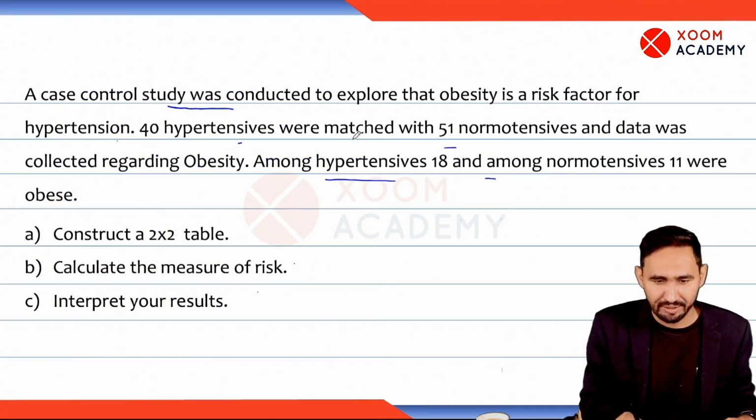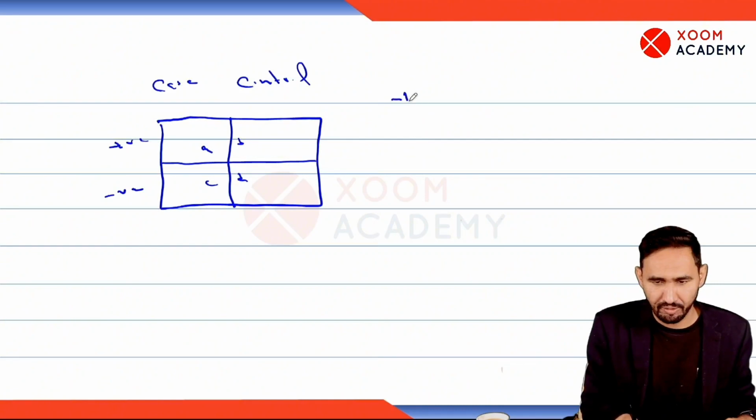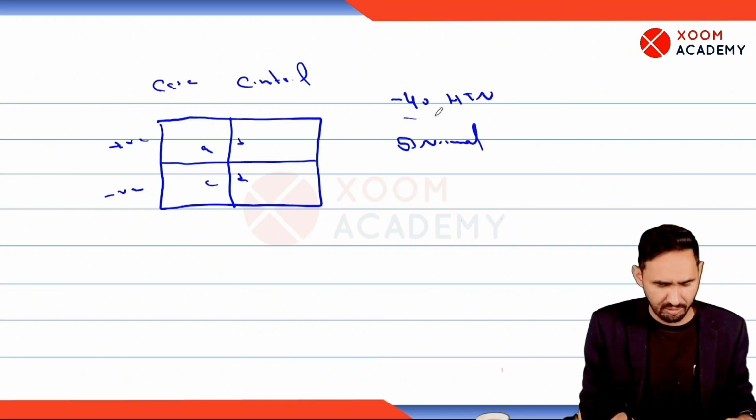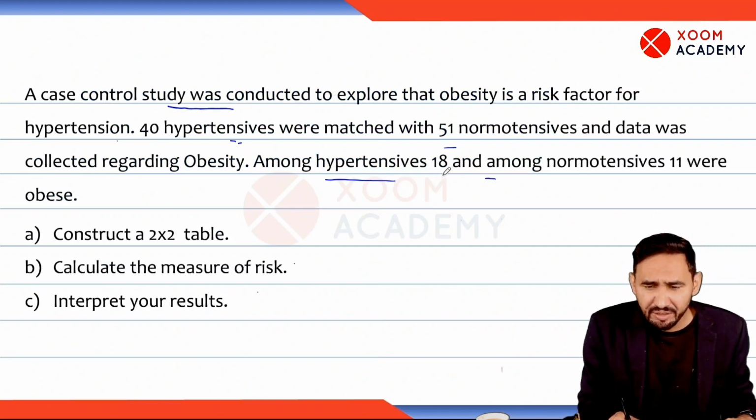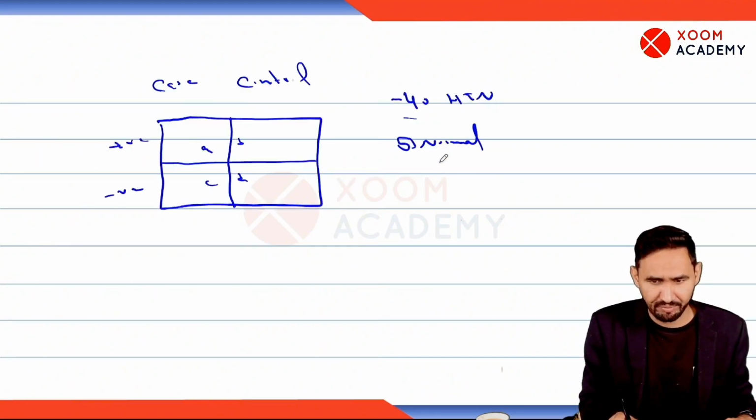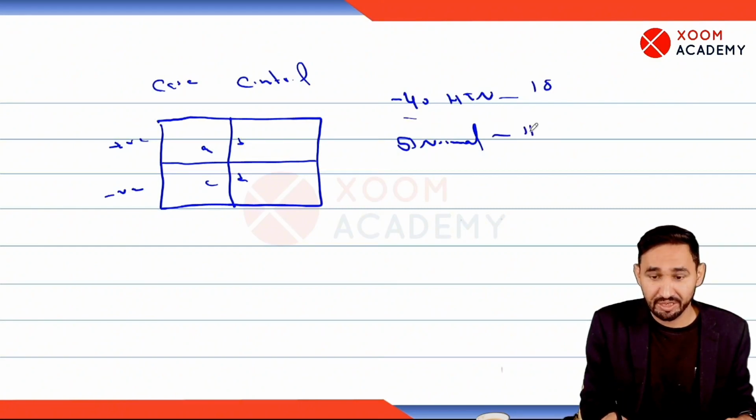So this study said that there were 40 hypertensive and 51 normotensive, or we can say that these are normal. Among the 40 hypertensives, 18 were obese, meaning 18 were exposed, and among normotensives, 11 were exposed.